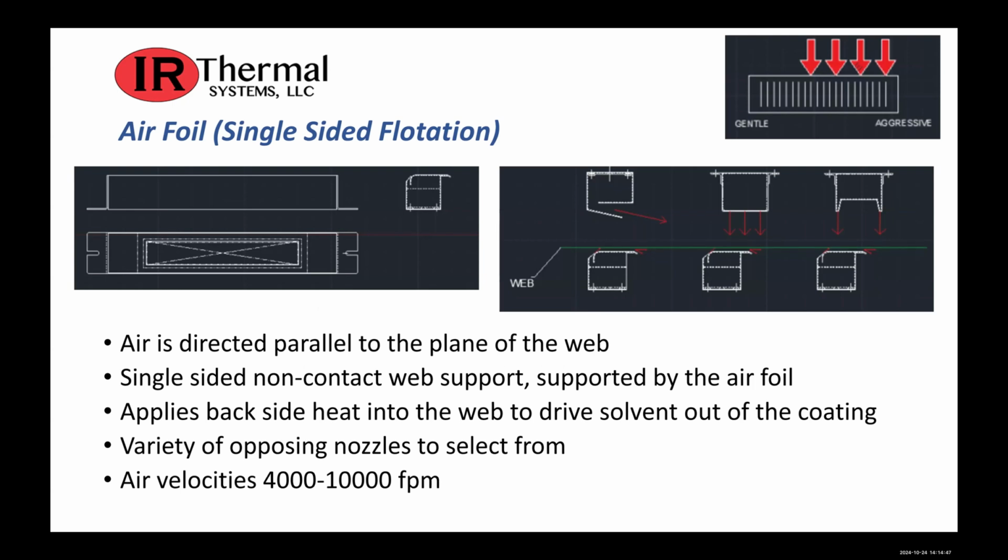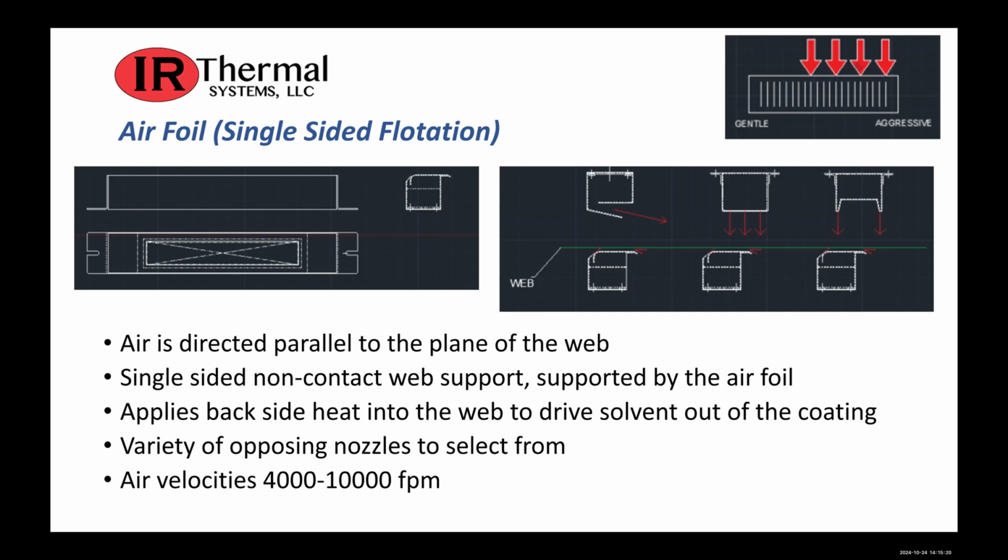The next step up would be a single-sided flotation. Now, single-sided flotation can be located on the back side of the web, which you'll see in the right middle picture. It's on the bottom side. It can also be on the other side, since it operates like an airplane wing and actually sucks the web to it. The single-sided flotation nozzle or airfoil directs the air mostly parallel to the side of the web, which provides some energy input into it.